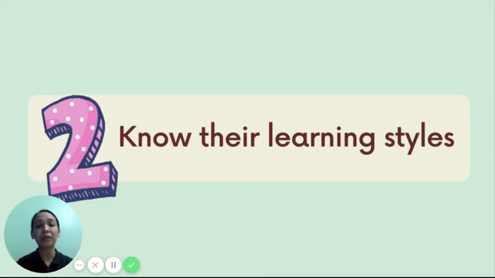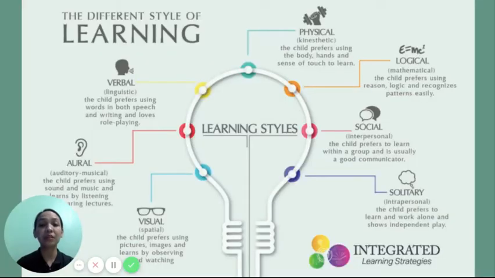Now, number 2, know their learning styles. So what are the different learning styles of our students? Some students would be verbal. Some students would be physical. Some students would be logical. Some students would be social learners, solitary learners, visual learners, and oral.